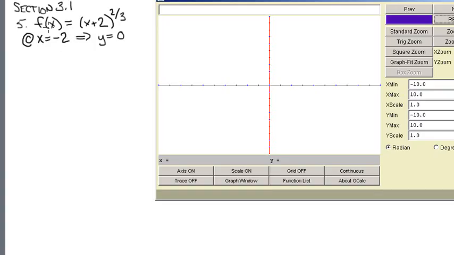If we throw -2 into this, we get -2 plus 2, which is 0. And 0 to any power except 0 itself will be 0. So we know that the value of this function at x equal to -2 is 0. So let's try plotting it: x plus 2, raised to a power of 2/3. Enter. But this doesn't look like what it looks like in the book, and that's an issue.